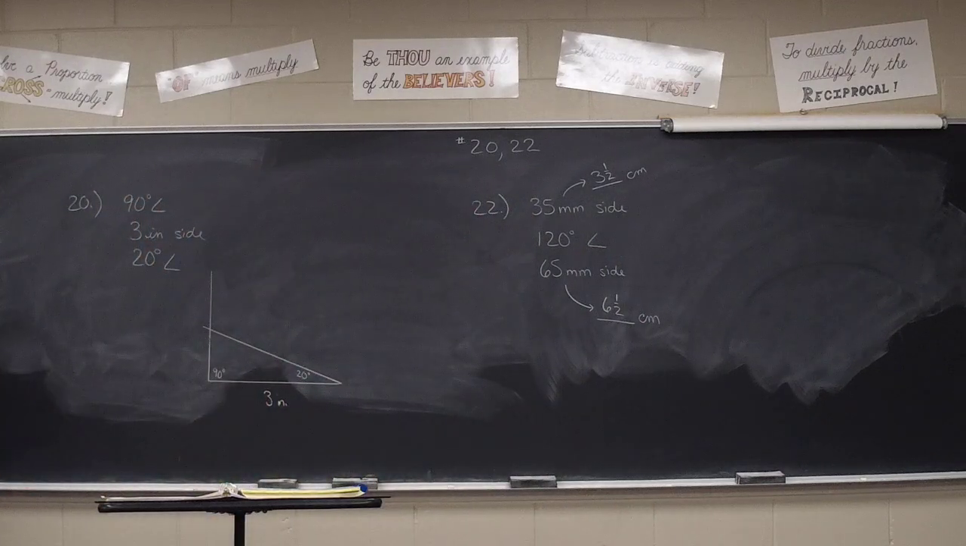So we're going from milli to centi, moving one place that way. So 3.5 centimeters, 6.5 centimeters. It's a little easier way to think of it rather than in terms of millimeters, and that's a lot of little lines to count. We don't want to do that. Agreed? Are we all good on number 20, by the way, with the right triangle, the 90-degree angle, 20-degree angle at opposite ends of a 3-inch line?